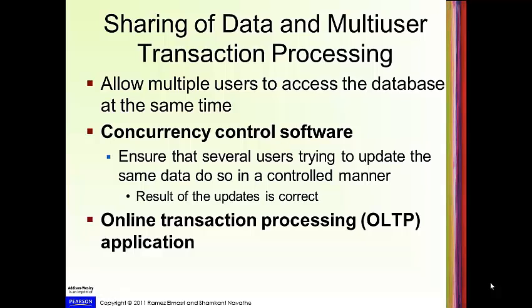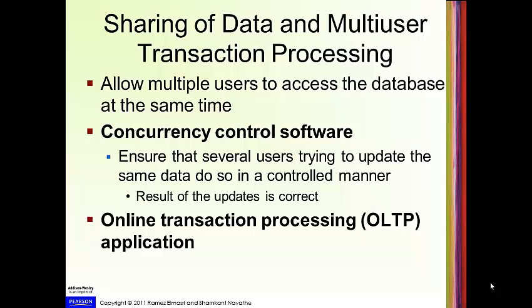So a couple of key things to think about when we think about sharing of data and multi-user transaction processing is concurrency and OLTP. Concurrency is referred to as the ability to allow multiple users to access the database at the same time. So if we have 1,000 concurrent users, that means that there's 1,000 people using this application software at the same time. A database management system supports concurrency and also supports the integrity of data as 1,000 users are updating this single repository of data. That's another benefit of a DBMS.